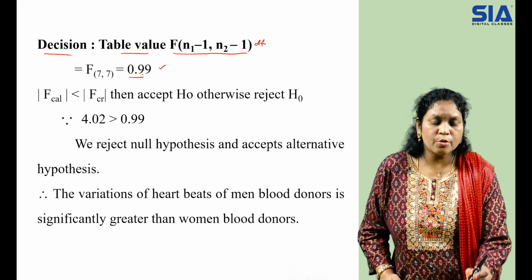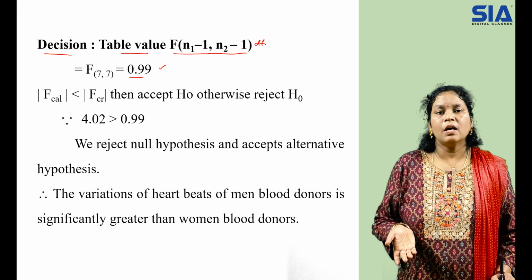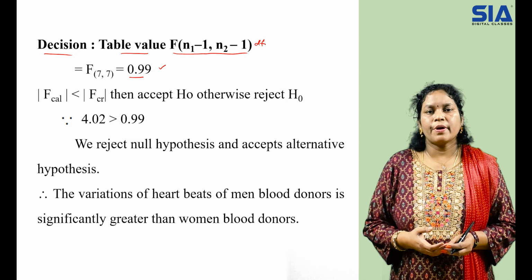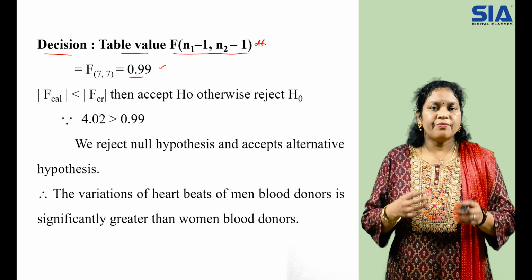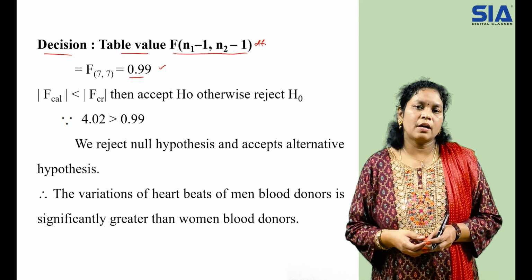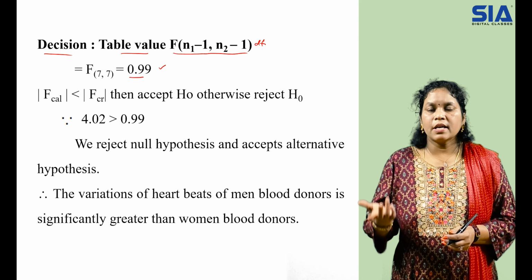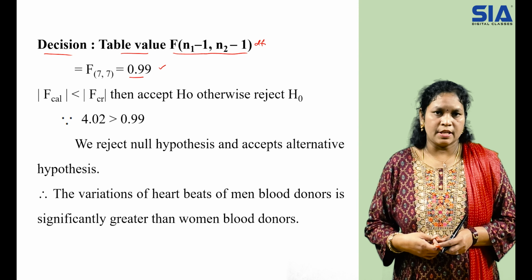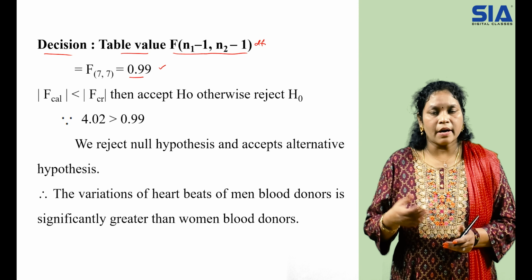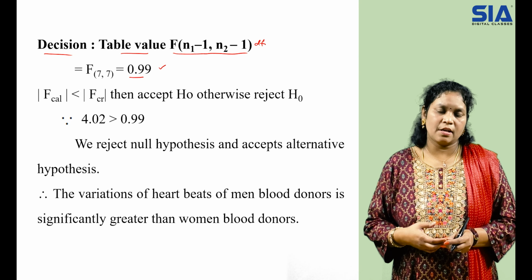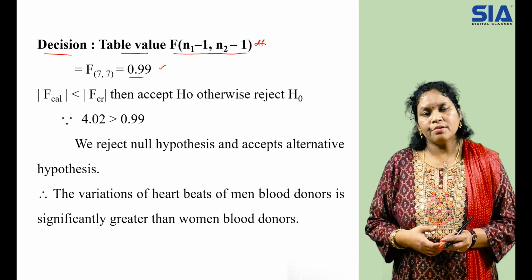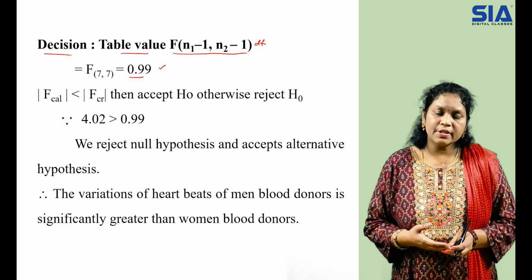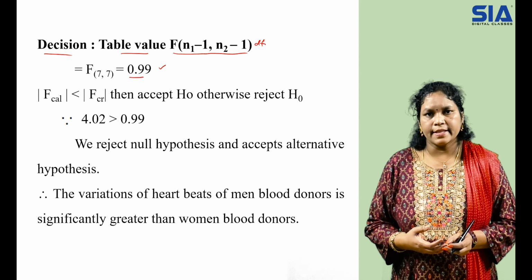In the exam, F tables or chi-square tables they will not provide. If they say assume your own critical value, then you can take any critical value assumption and go for the decision. So here, because you will be revising all this, I have taken this table value from the tables. Now let us compare that with the calculated value and get the answers.